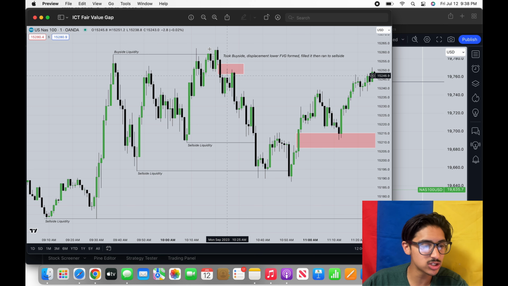When price trades above this liquidity, what are we looking for? That short-term low to form. Okay, it forms right here. Hold on. Forms right here. There we go. Then what are we looking for? That displacement move below that low.